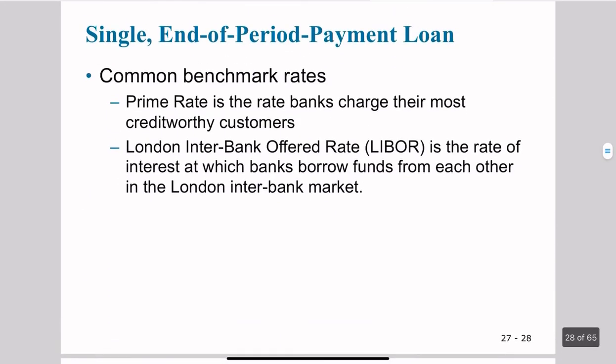So generally, there are two kinds of benchmark rates. The first is the prime rate, which is the rate the banks charge their most credit-worthy customers. And then the second one is LIBOR. It's the London Interbank Offered Rate. So it's the interest rate at which banks borrow money from each other in the London interbank market.